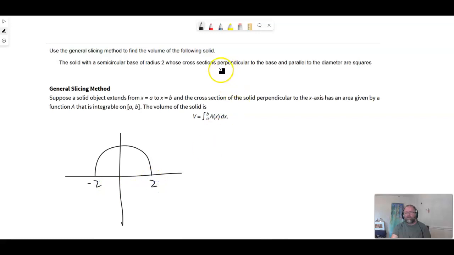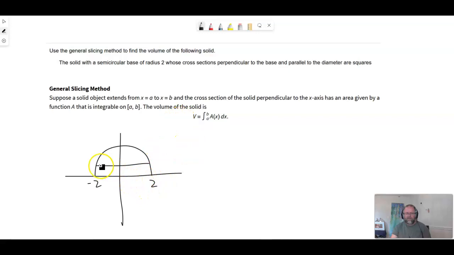And this here says that the cross sections are going to be parallel to the diameter. So if this is the diameter right here, we're looking at cross sections that go across like this. So the actual formula has them going perpendicular to the x-axis. So we're going to have to change our variables from in terms of x's to in terms of y here.